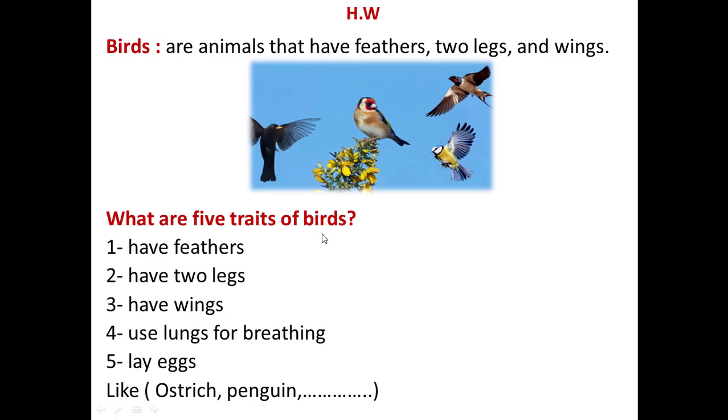What are the 5 traits of birds? Have feathers, have 2 legs and have wings, use lungs for breathing, and lay eggs. Like ostrich, penguin, parrot, eagle. We have many types of birds.